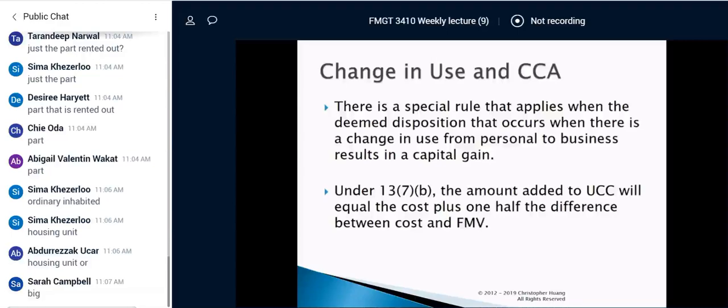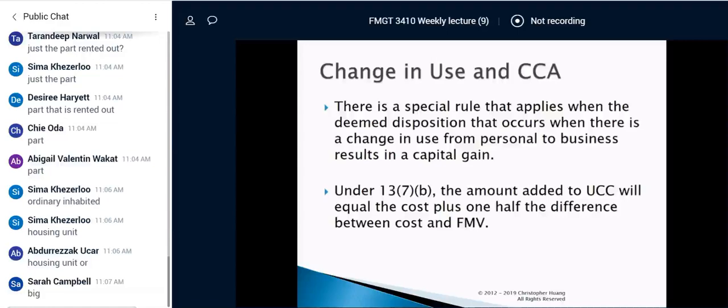Okay? And I need to clarify, if you buy a house and you rent it out from day one, that's not a change in use. It just means that on day one, you have a house that is partly principal residence, partly rental property. But in many cases, you buy a house and live in it, and then over time you convert the basement into a rental property. Well, now you have a change in use. And that could be pretty significant.